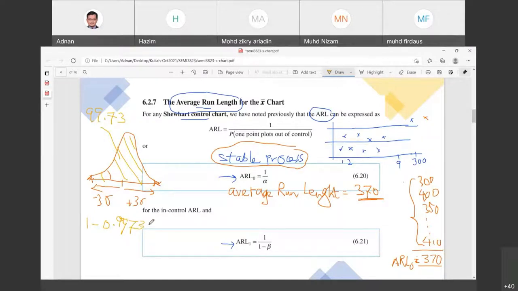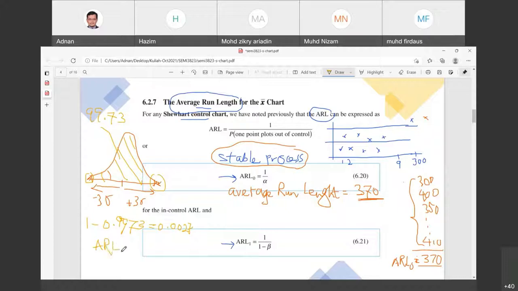1 minus 0.9973, this is our alpha actually. This is our alpha, or in a way, the probability of one point plotting out of control. We want to see what is the probability of having this. So 1 minus the inside is going to be 0.0027.